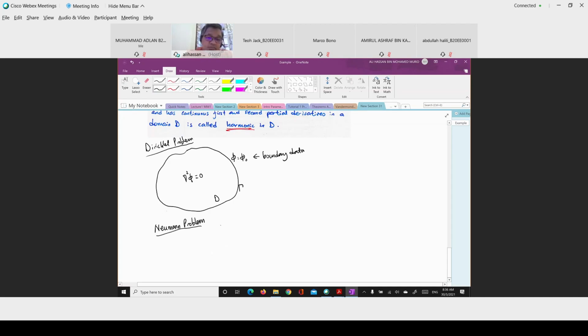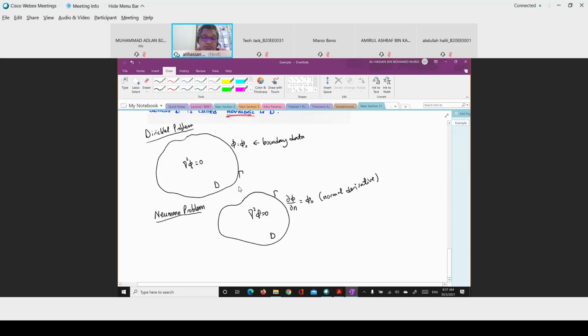It is the problem of finding a harmonic function phi in the region D, where on the boundary gamma it satisfies the normal derivative equal to some function phi naught. This is called a normal derivative. We will study this later on. So it's called the Neumann problem.